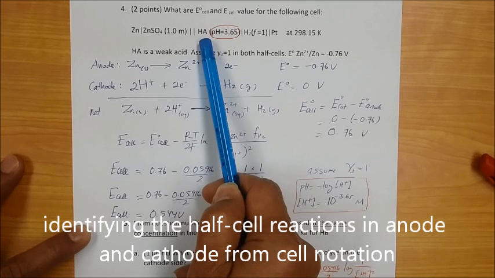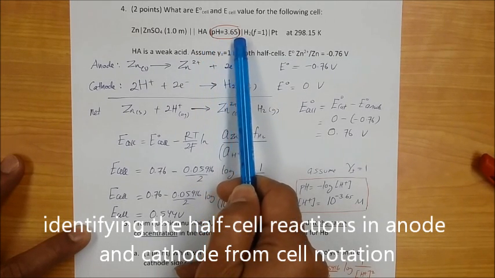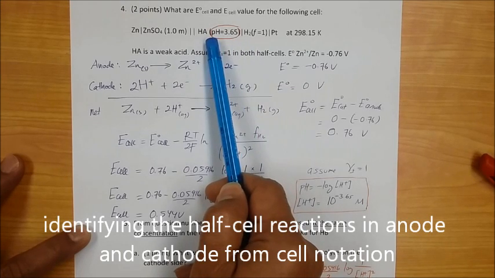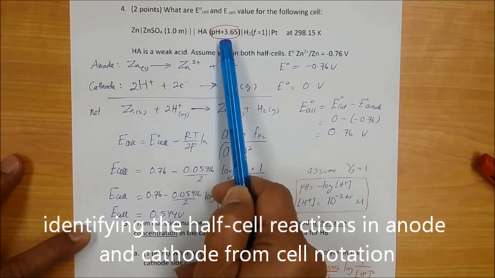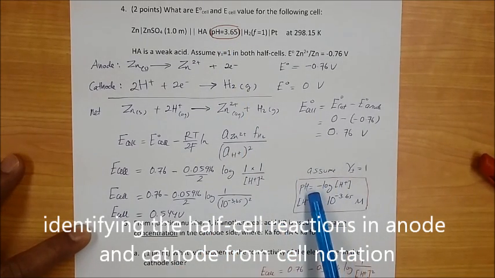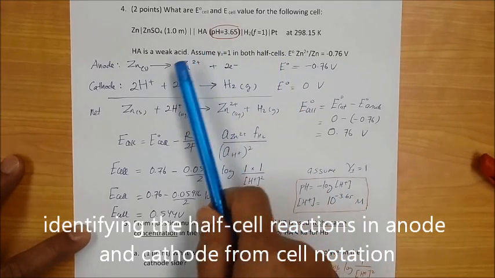So the weak acid will partly dissociate into H plus and A minus, and it says here that the pH is 3.65. So the pH will tell you the concentration of H plus, because pH is equal to minus log H plus concentration, right? So if you know the pH, you can find the concentration of H plus. In this case, it's 10 to the power of minus 3.65 molar.